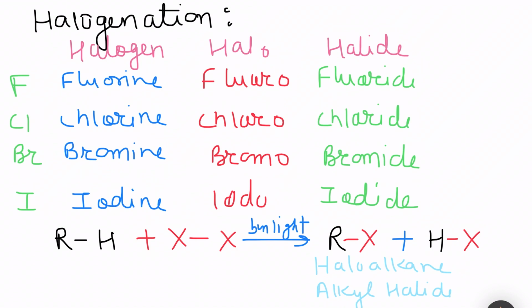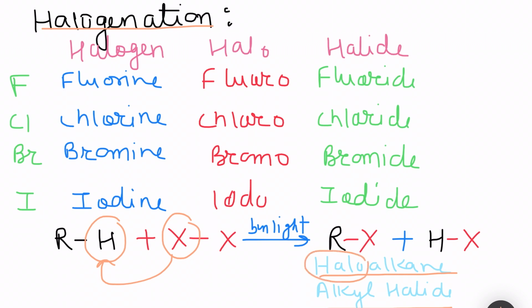Next is halogenation. Halogenation is basically to insert a halogen in place of hydrogen, which results in the formation of a compound RX. The IUPAC name of this compound RX is haloalkane and its common name is alkyl halide. So for halogen, in the IUPAC name we use the term halo, and in the common name for halogen we use halide.